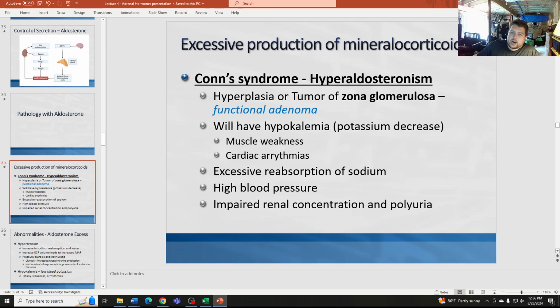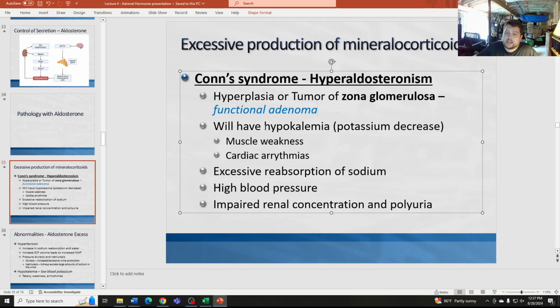When we have too much, hyperaldosteronism, it's something called Conn's syndrome. Most commonly, this is due to hyperplasia or a tumor of the zona glomerulosa. We call this kind of tumor a functional adenoma. It's essentially a tumor where the cells are not unhealthy enough to the point where they stop doing their job. They still produce and release the hormone like they're supposed to, but now there's a whole bunch more of the cells, and so we get too much release of aldosterone.